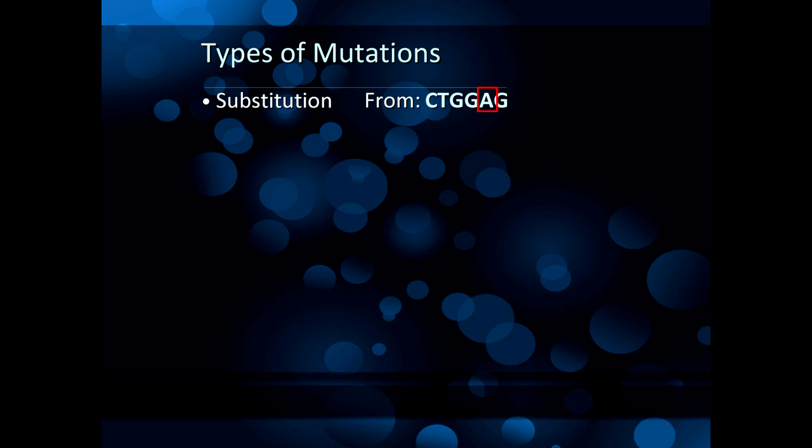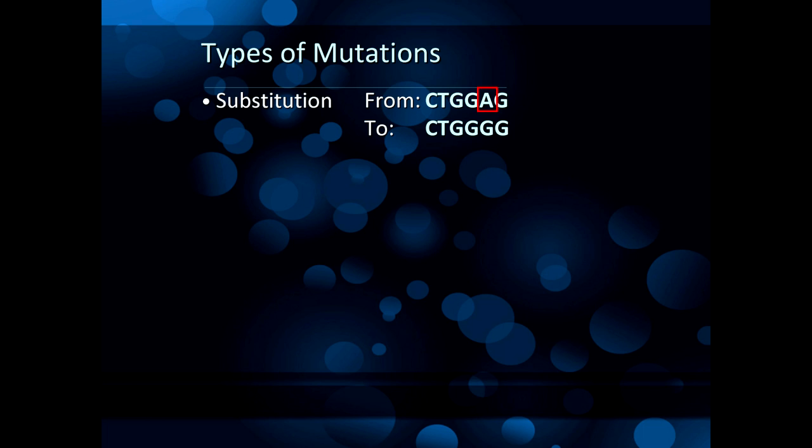Yep. So let's look at some different types of mutations. There's the substitution, and that's probably one of the most basic types. Here's our genetic code, CTG, GAG, and if we have a substitution, the A is turned into a G. So you substituted one letter for another. There's an example of a substitution.